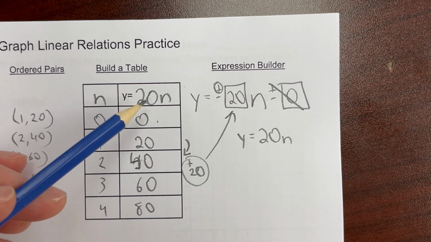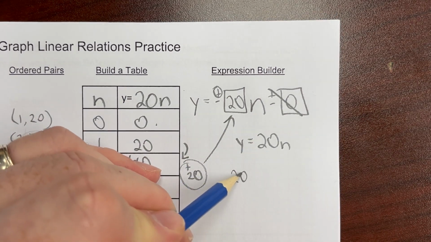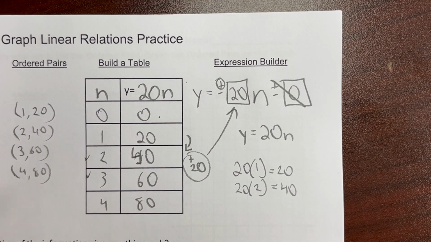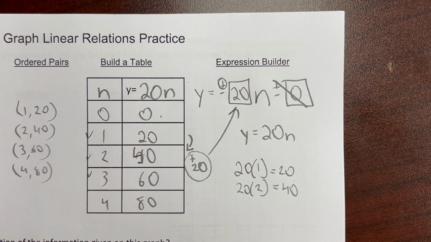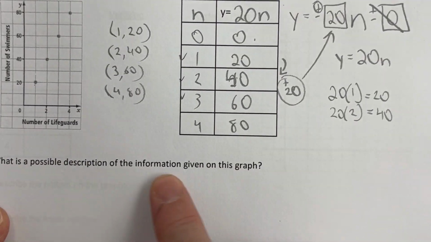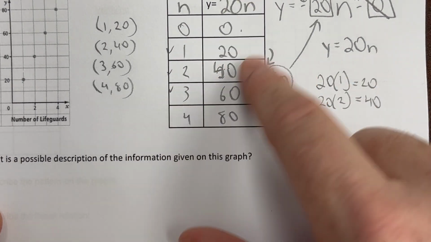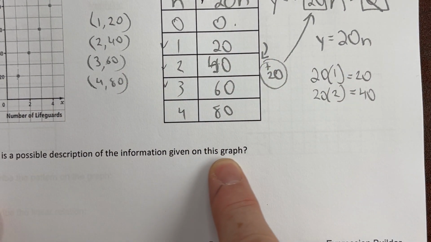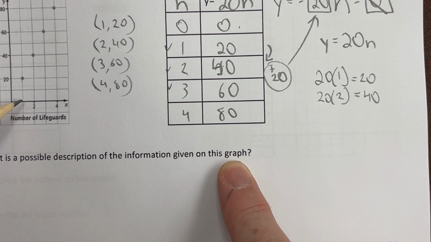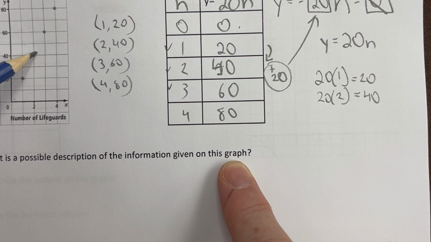Okay, we could even verify a few of those. So these all work. Those two. All right, what possible description? So now we've worked backwards and we've completed that table. What is a possible description for the information given on this graph? So this is the number of lifeguards required per the number of swimmers. So for every 20 swimmers, I need another lifeguard.